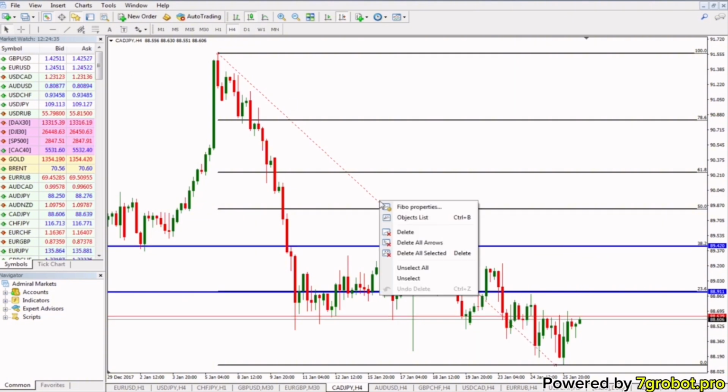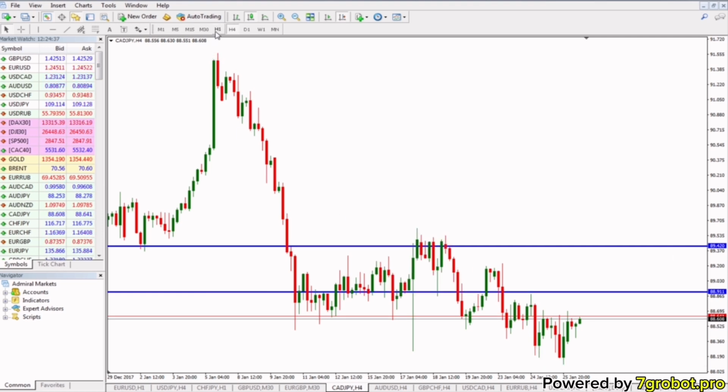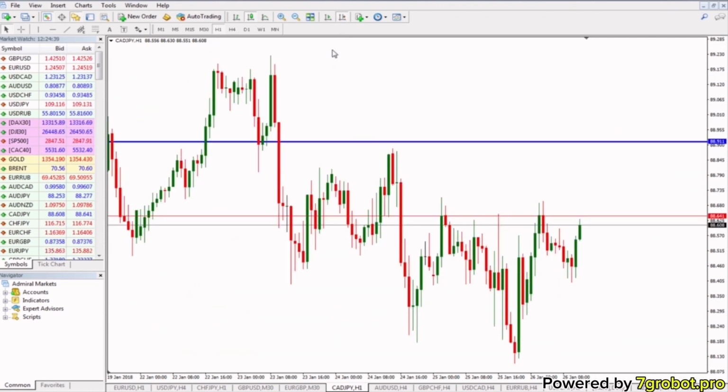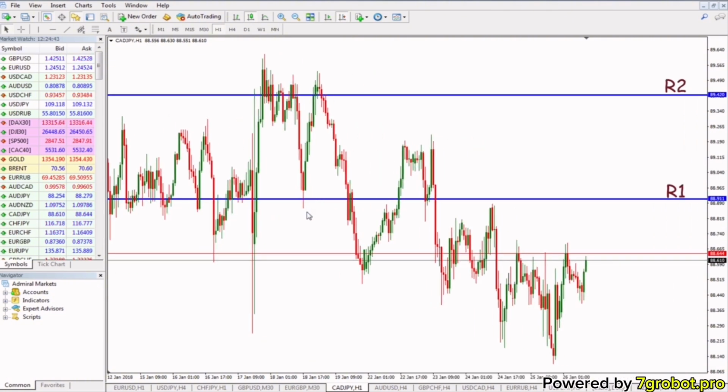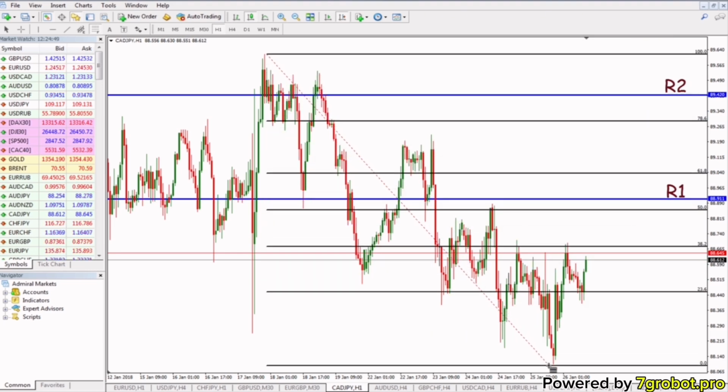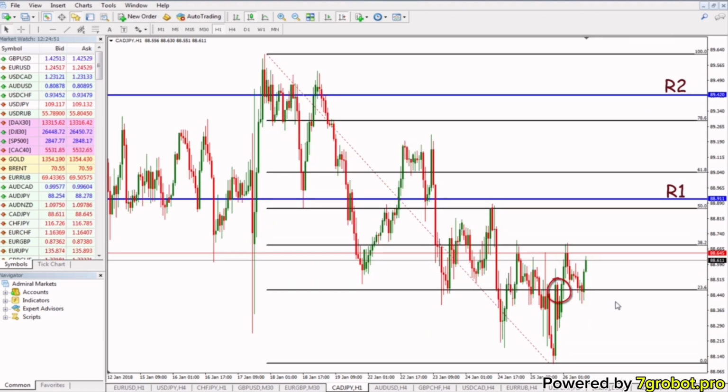Okay, I'll delete the Fibonacci. We will switch to the H1 time frame and try to find a potential trade setup. Of course, we take Fibonacci again. What do we see now? The first level of 23.6 is breached, meaning you have to forget about it. It's no longer valid. The price responded and declined from level 38.2.